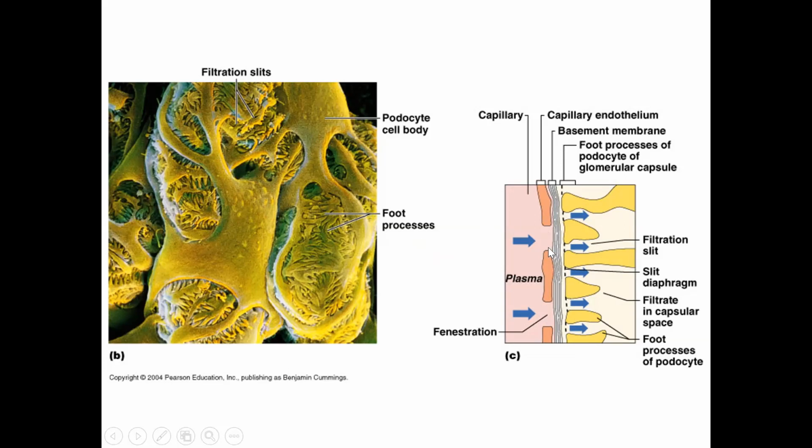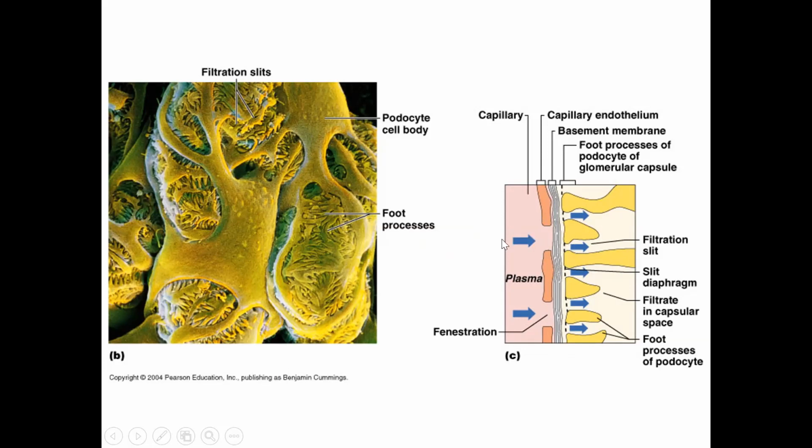Okay, so this drawing on this side is the blood capillary side. So this is the fenestrations. In between is the basement membrane, which is the secretions from surrounding cells. Okay, just protein and water. And this side is the podocyte processes right here. In between is the filtration slit.